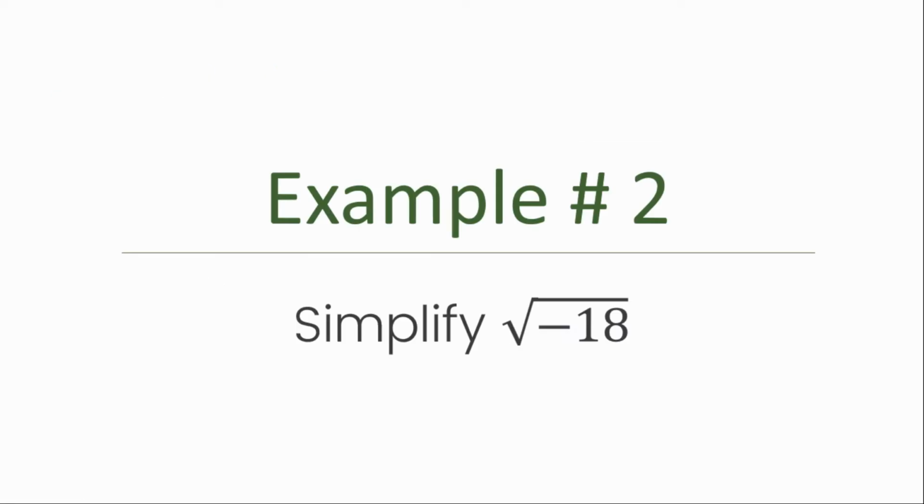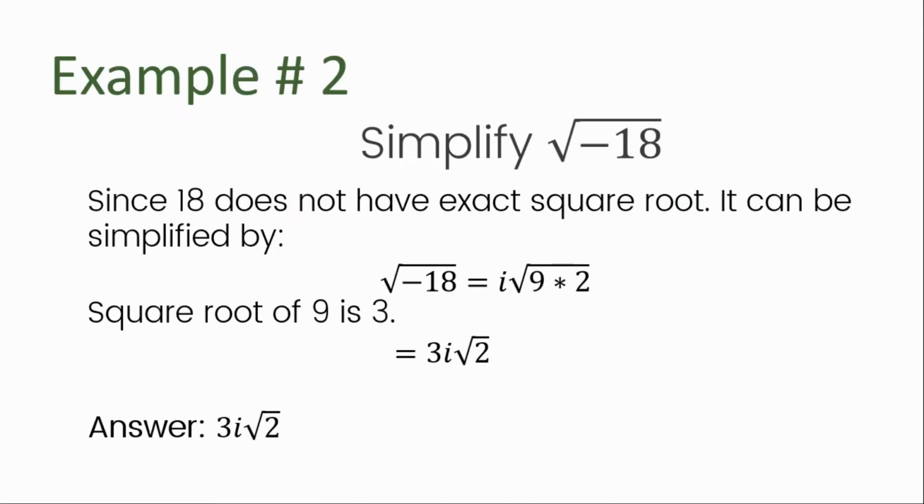For the second example, we simplify the square root of negative 18. Since 18 does not have an exact square root, we can simplify it by multiplying two numbers. So 18 can be the product of 9 and 2, and 9 is a perfect square. The square root of 9 is 3. So we can simplify our solution by getting the square root of 9, which is 3. We multiply it by i, and then multiply it by the square root of 2. Since the square root of 2 does not have any perfect squares, we just leave it as square root of 2. So the answer will be 3i times square root of 2.